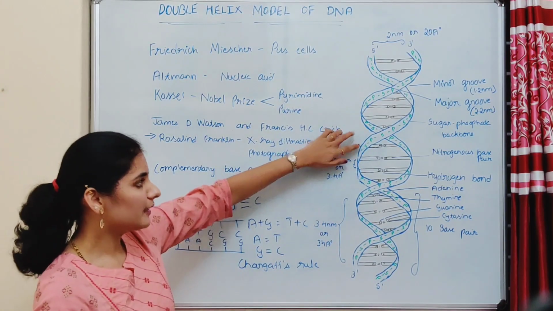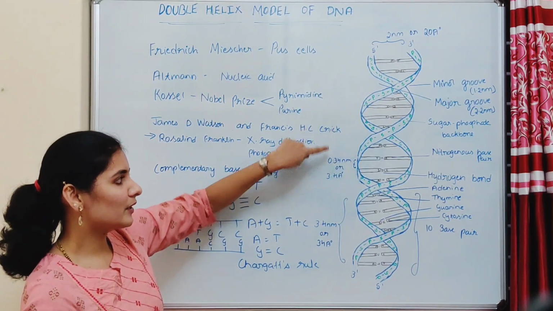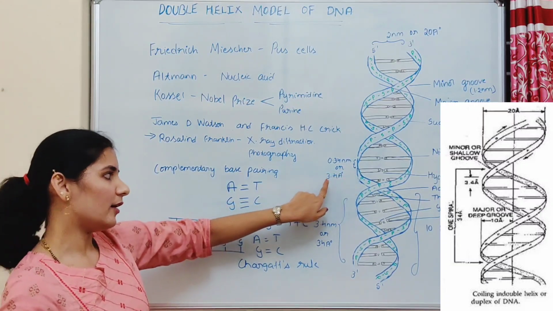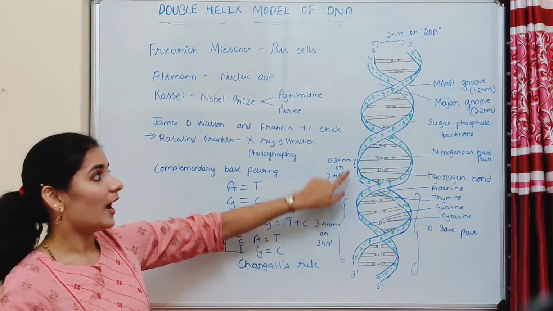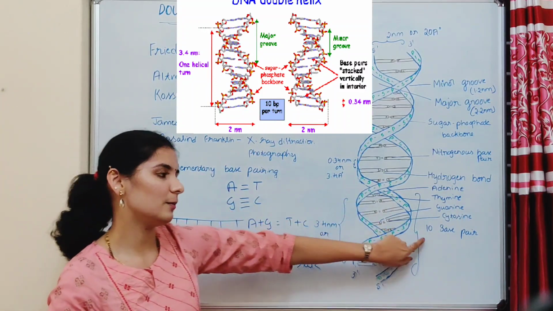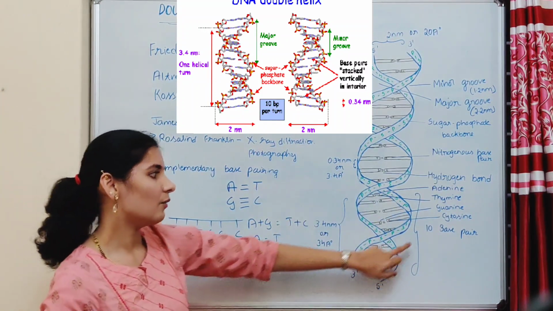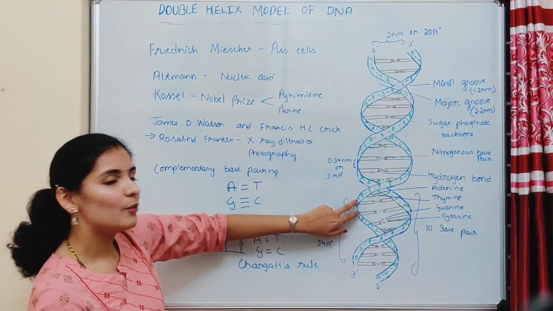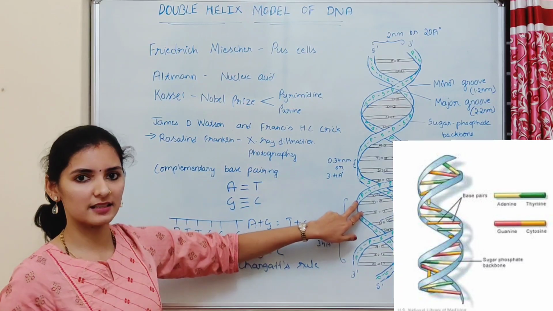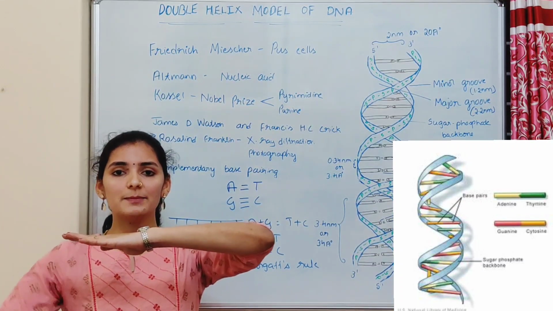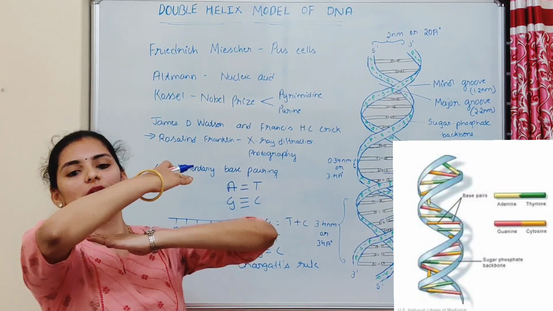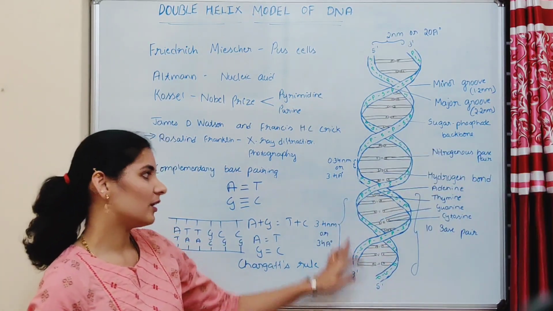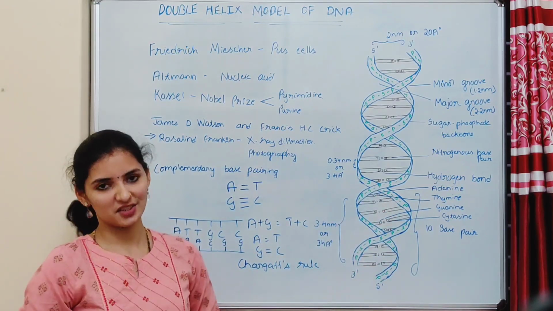Apart from that, in a DNA molecule, the distance between two successive base pairs is 0.34 nanometer or 3.4 angstrom. And a turn will have 10 base pairs. So this is a single turn which has 10 base pairs. And two successive base pairs will rotate approximately 36 degrees. So if you imagine this as a single base pair, the immediate next base pair will rotate approximately 36 degrees. So 10 base pairs will make a full turn of 360 degrees.